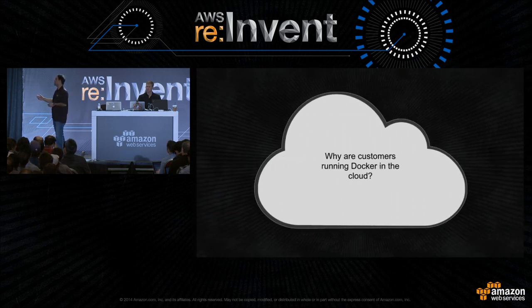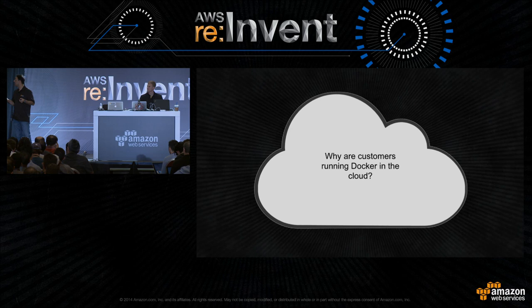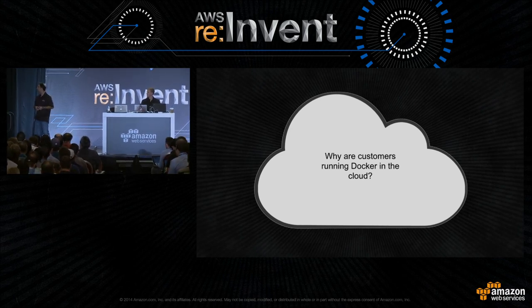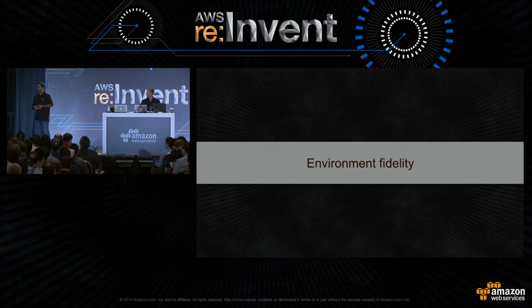So why are customers running Docker in the cloud? These are not necessarily just AWS-related features. It could relate to running Docker anywhere, but I think they get even better when you run in a dynamic environment. One was environmental fidelity. People have different kinds of environments. They're running Docker on their laptops. They're running them in test servers. They're running them in multiple AWS regions. And they want to maintain a consistent environment across all of them. Docker makes that pretty easy.